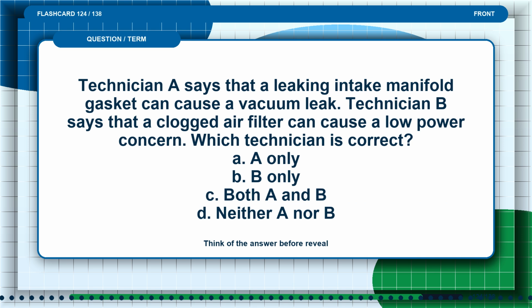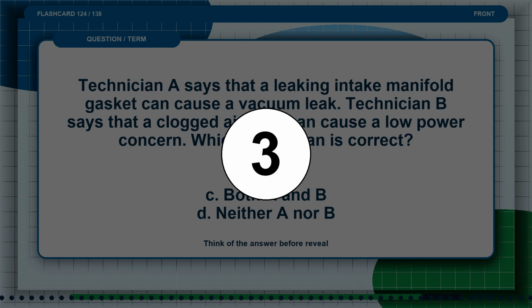Flashcard 124. Technician A says that a leaking intake manifold gasket can cause a vacuum leak. Technician B says that a clogged air filter can cause a low power concern. Which technician is correct? A. Only B. B. Only C. C. Both A and B. D. Neither A nor B. Pause and think of the answer before the reveal.